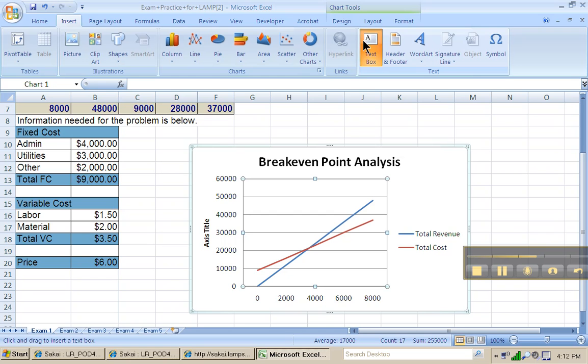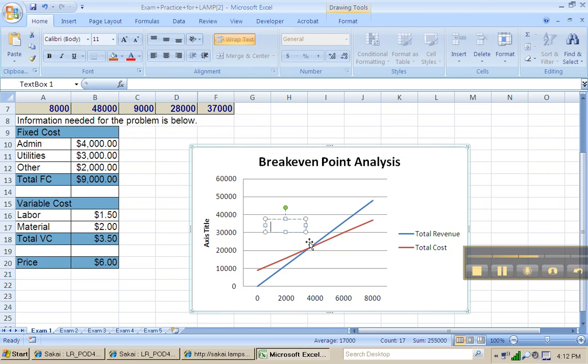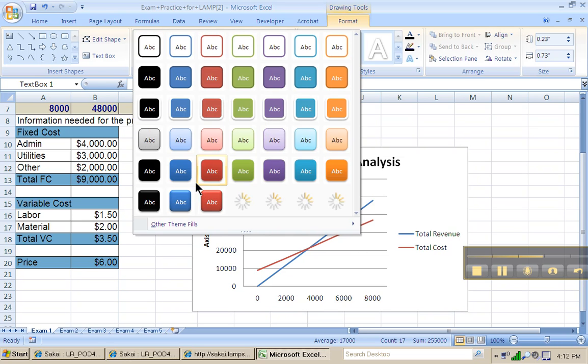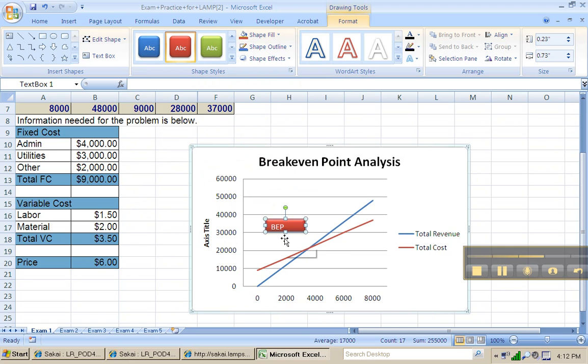And then you would have to insert a text box that maybe says break-even point, BEP is fine. You can always click on that and make it look fancier. Go to the drawing tools and pick something here, just like these 3-dimensional jobs here. And fit it to the words. And then you'd have an arrow perhaps.